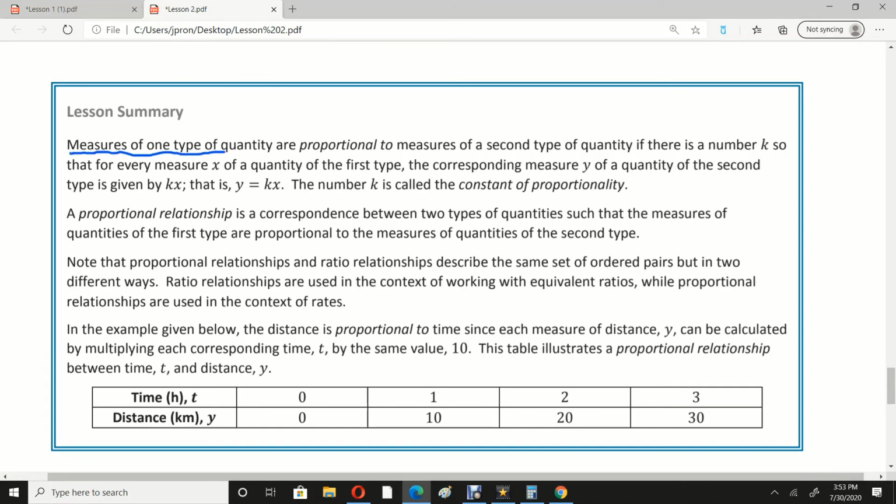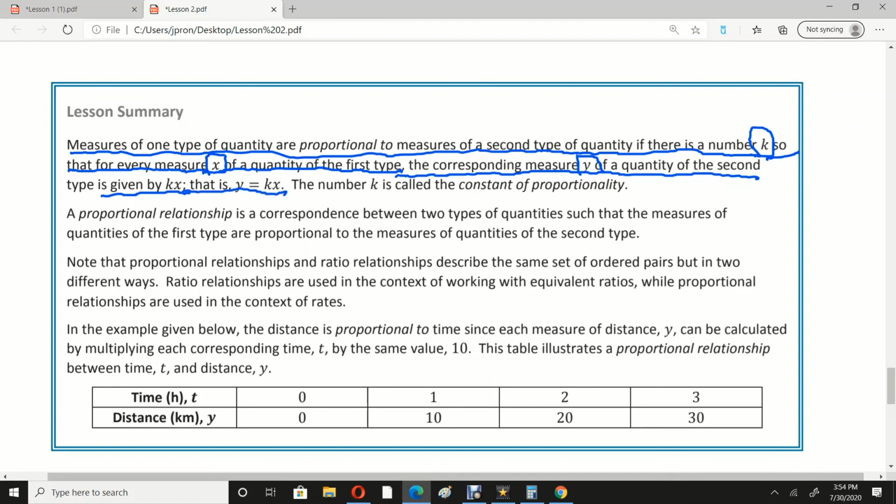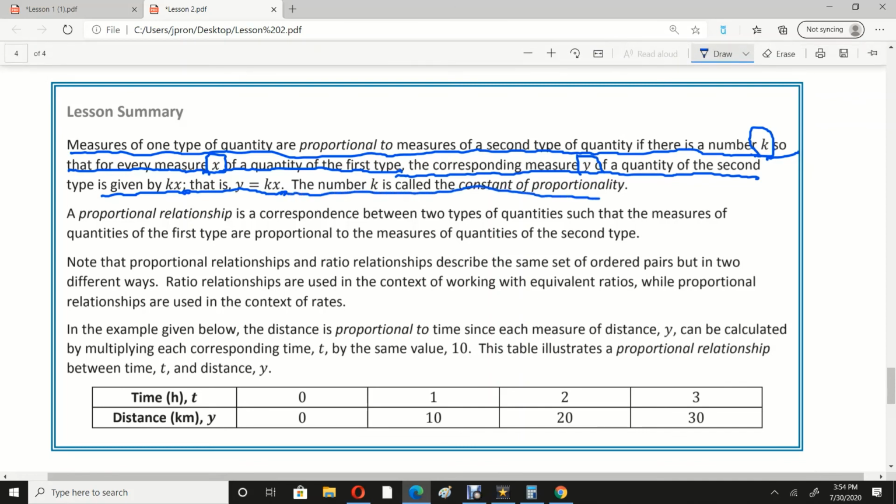Measures of one type of quantity are proportional to measures of a second type of quantity if there is a number that we label as k, so that every measure x, that's any one measure of a quantity of the first type, and the corresponding measure y of the quantity of the second type. So that's just two different quantities, right? x and y. Is given by kx, which is k times x, that is y equals kx. So if you're reading this, there's a lot to unpack here. This is called the constant of proportionality, right? It's that unit rate that we used throughout this lesson to go back and forth between ounces and cost or ounces and cups.